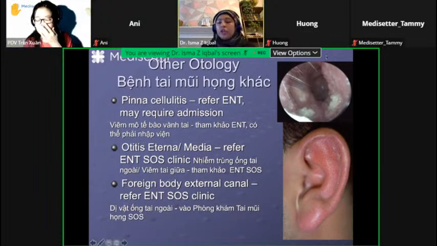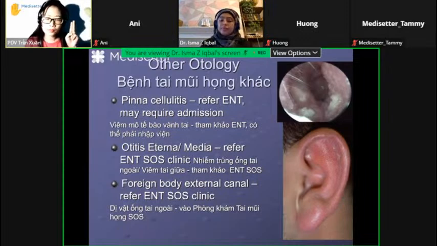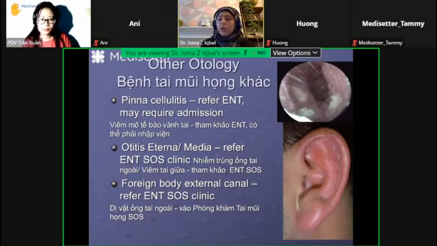And the top picture, you can see inflammation of the ear canal, which is otitis externa, which might be bacterial or fungal. Usually it's caused by patients either washing their ear or using cotton buds. So it's very important that you ask that question and tell the patient that they should not be cleaning their ears.